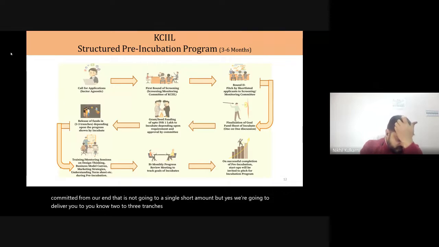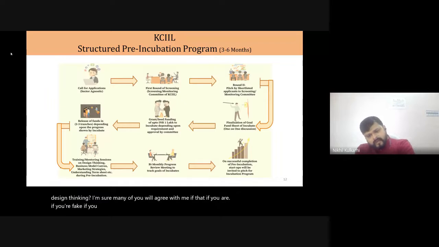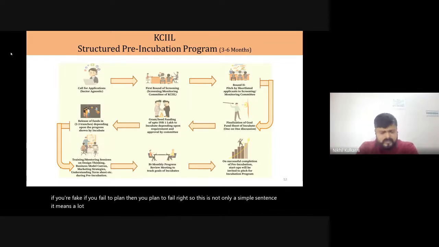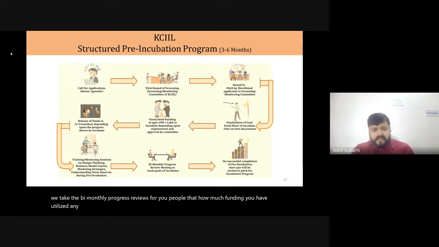And once we deliver the amount, the further steps required are to understand what we mean by creative thinking and what we mean by design thinking. I'm sure many of you will agree with me, if you fail to plan, then you plan to fail, right? So this is not only a simple sentence, it means a lot. In any project development, planning and designing is very important, and how you approach it is even more important, right? We take bi-monthly progress reviews for you people, on how much funding you have utilized and any additional support you require from our end. And after successful pre-incubation, we take you to the incubation program.